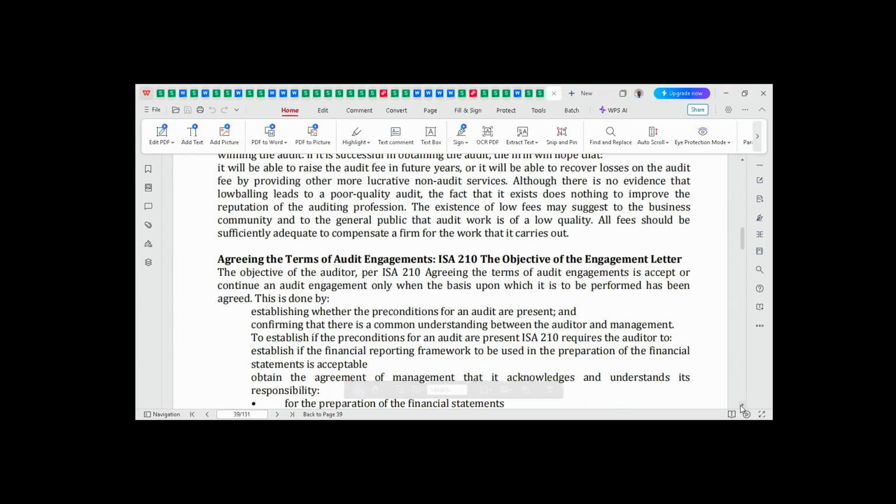Agreeing the terms of audit engagement. Okay, ISA 210, agreeing the terms of audit engagement, and the objective of the engagement letter. So let me explain what this means. Now, remember I said that before any engagement commences, there is need for you to have signed the letter of engagement, or the engagement letter.